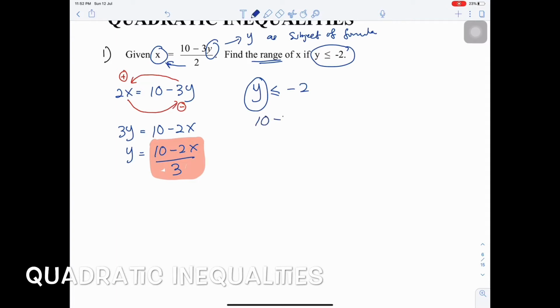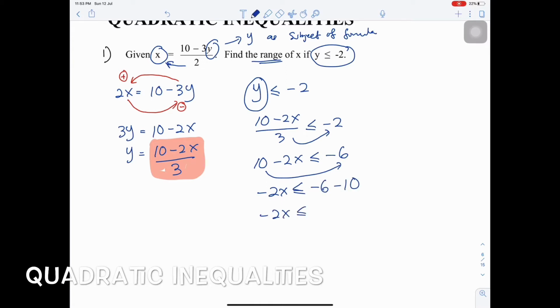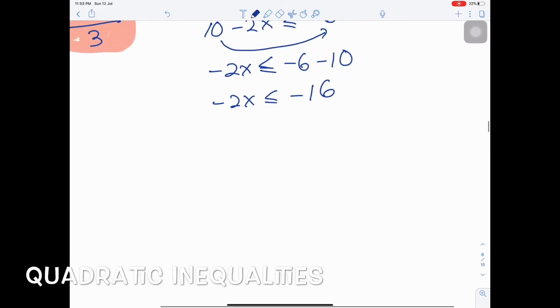So 10 minus 2x over 3 less than or equal to negative 2. Bring the 3 to the right, so 10 minus 2x is less than or equal to negative 6. Then bring 10 to the right, so negative 2x is less than or equal to negative 6 minus 10, which is negative 16. Then we divide so that x becomes single, so divide by negative 2. If you divide both sides by negative 2, the inequality sign changes to greater than, because we divide by a negative number. Right, so it's simple.